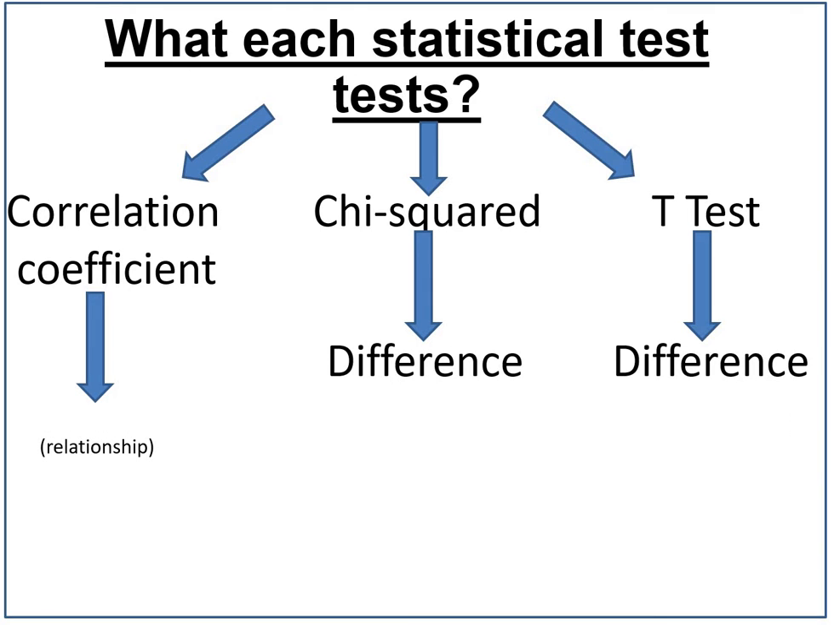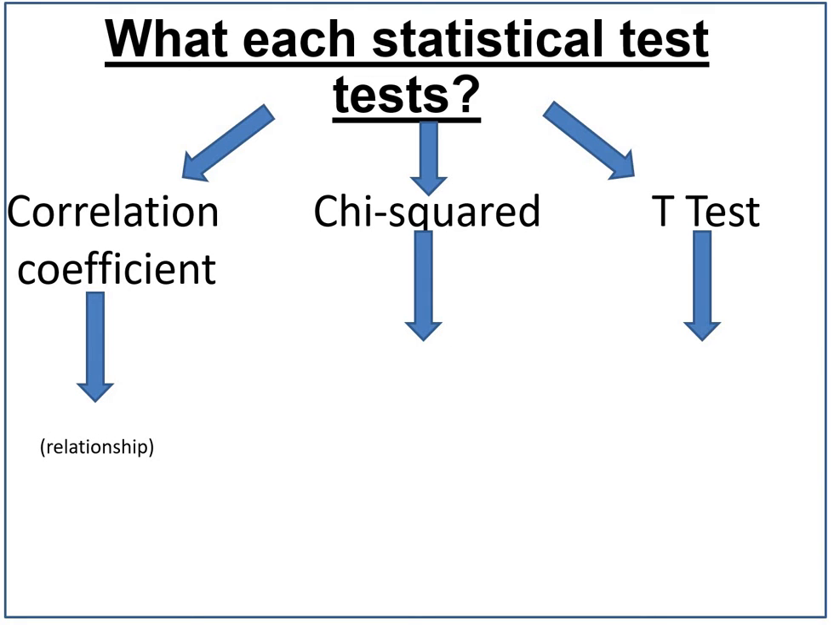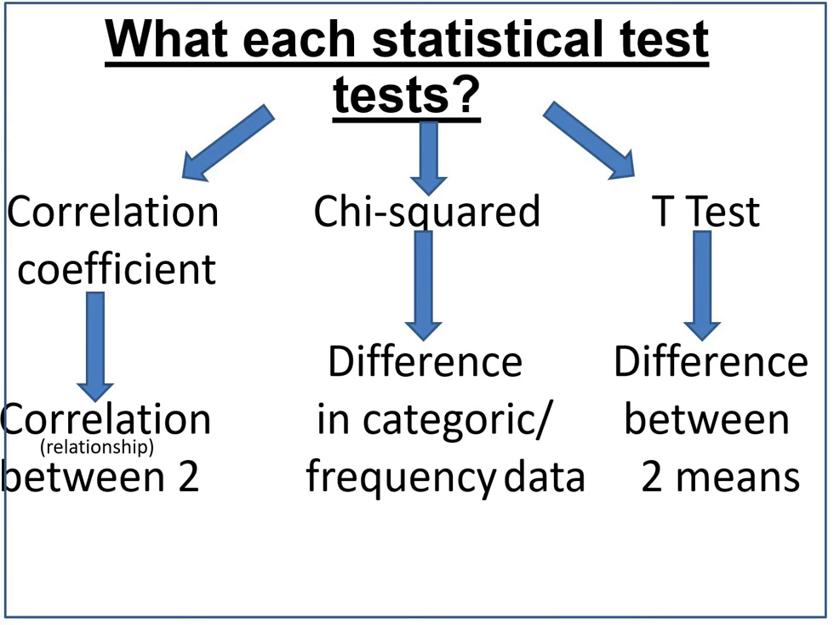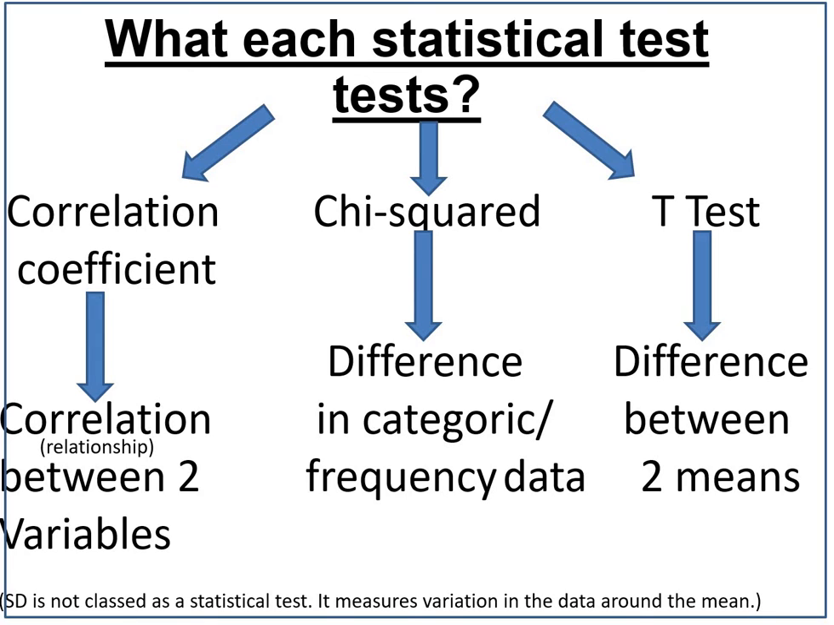So, what is each statistical test? You've got three that we use in A-level biology. The correlation coefficient, also known as the Spearman's rank correlation coefficient. You've got the chi-squared test and t-test. So, the correlation coefficient looks at correlations or associations or relationships between two variables. Chi-squared shows the differences in categoric data. And the t-test shows differences between two means.